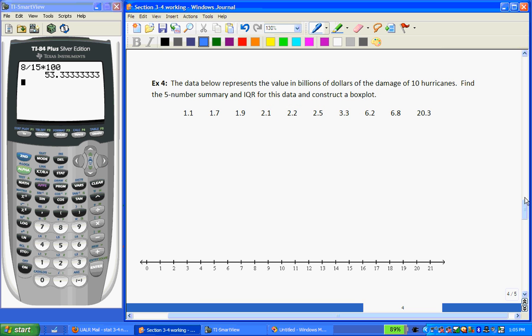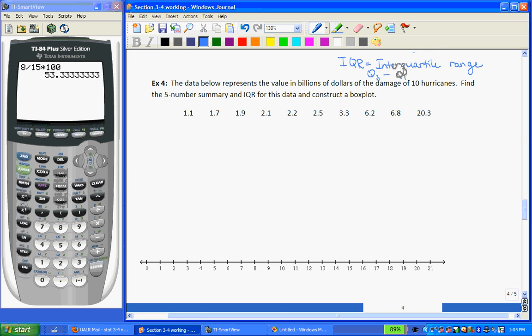Okay, so here's number 4. The data below represents the value in billions of dollars of the damage of 10 hurricanes. Find the 5-number summary and IQR for this data and construct a box plot. IQR, I kind of threw this in here. IQR stands for the interquartile range, and all that is the difference from Q3 to Q1. That's all that is. And we're going to find it, but we'll actually use that number in the next example.